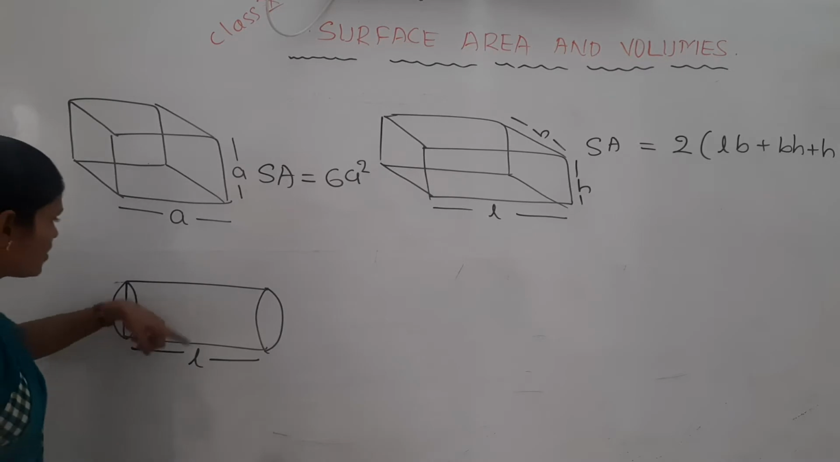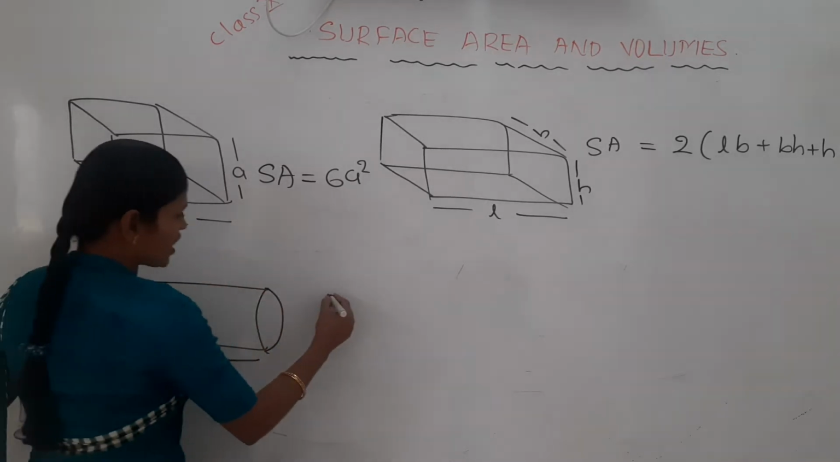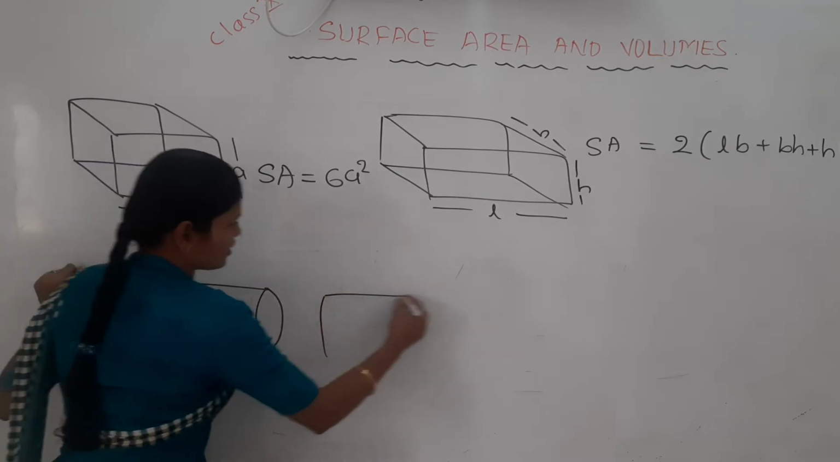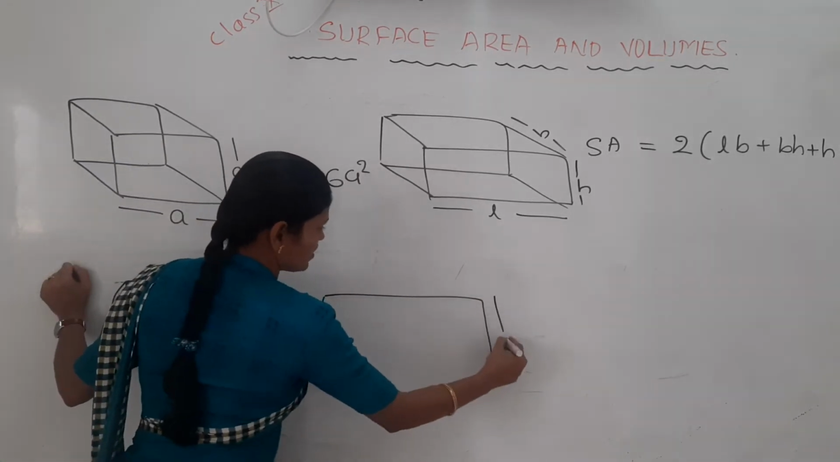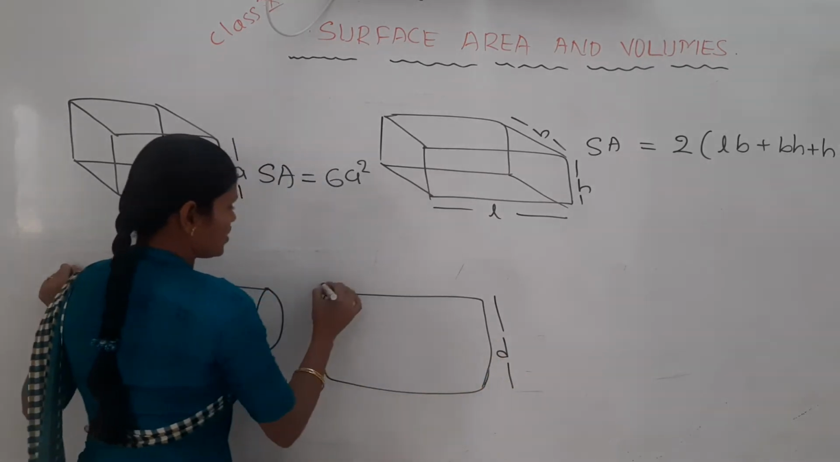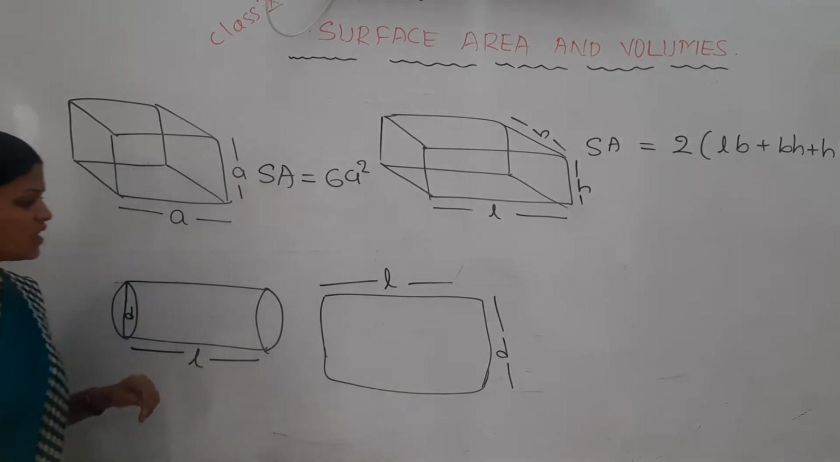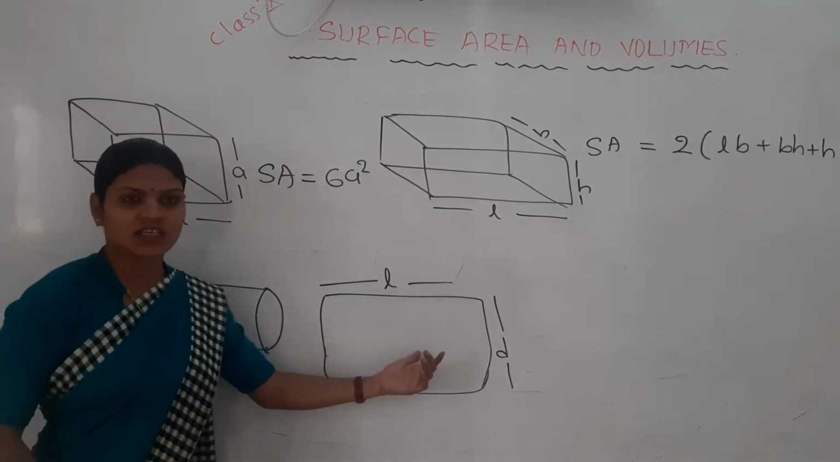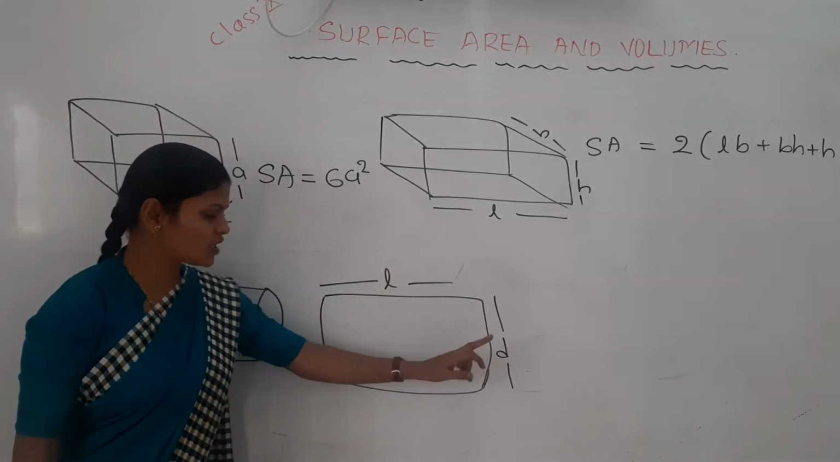If you take this one and open it, what shape do you get? Like a rectangular shape. So what is the length here? Diameter. Then what is the breadth here? Diameter, and then this L. How can you find the area of this rectangle? Length into breadth.